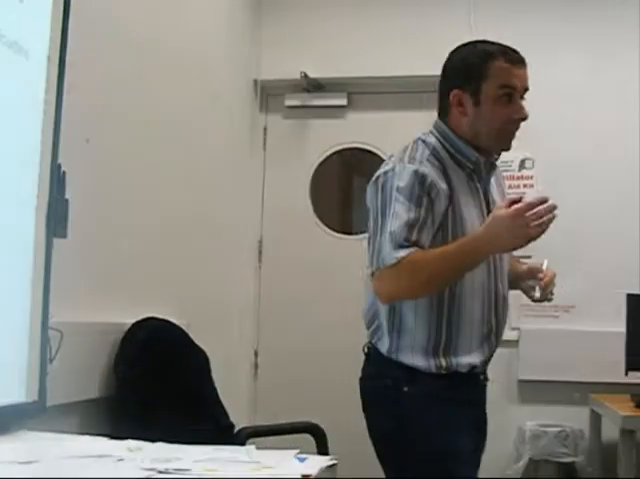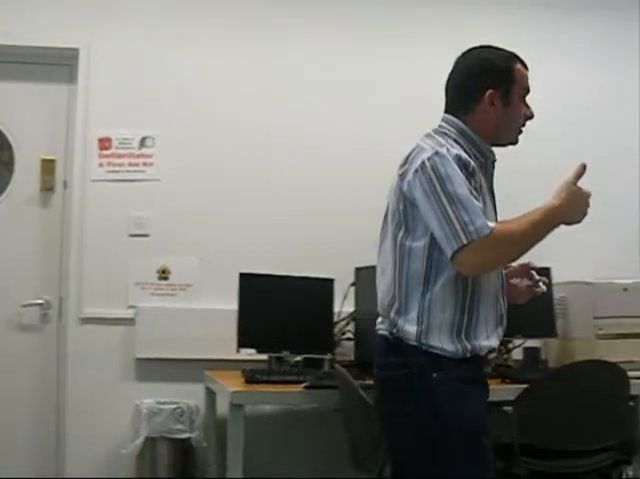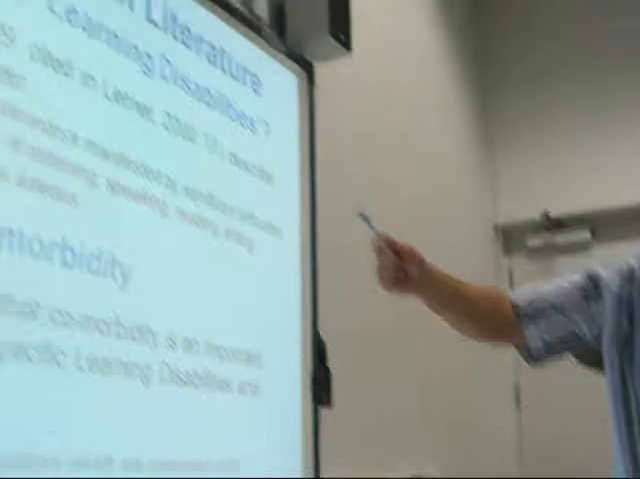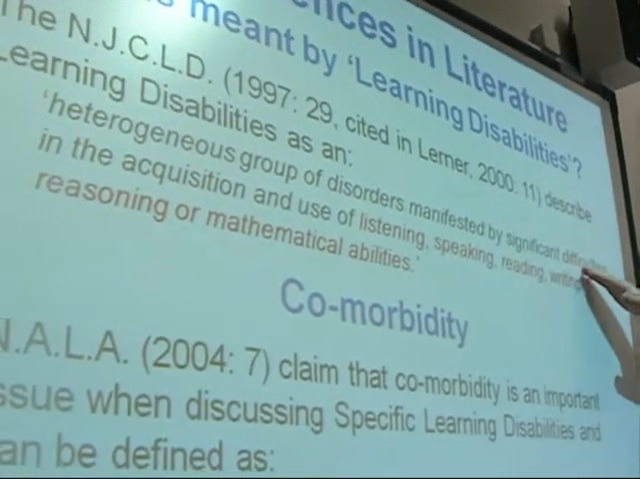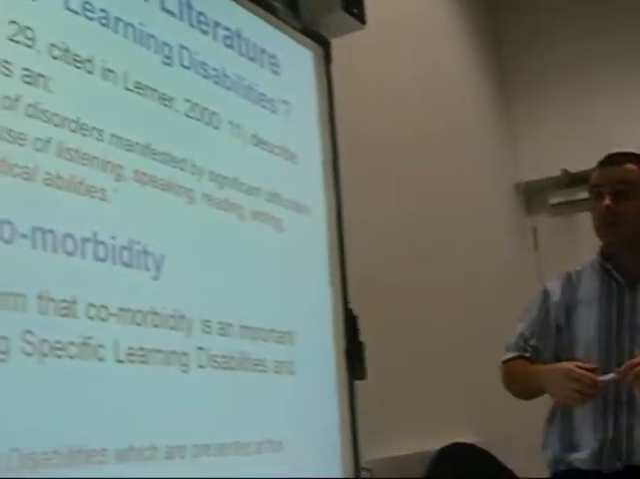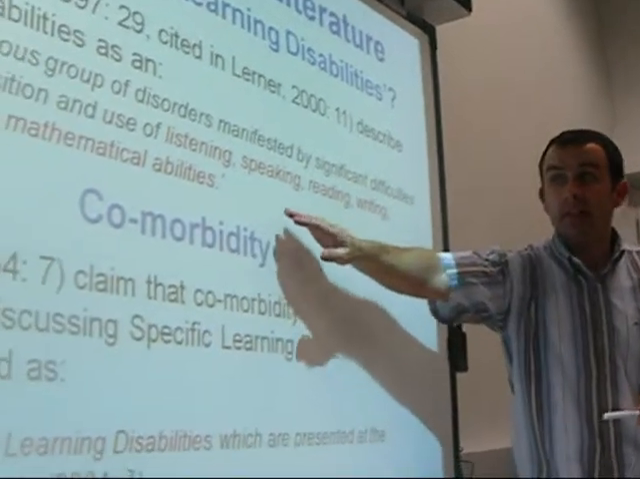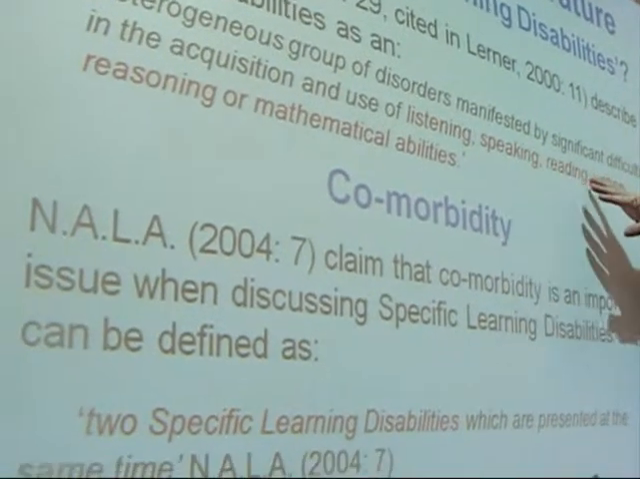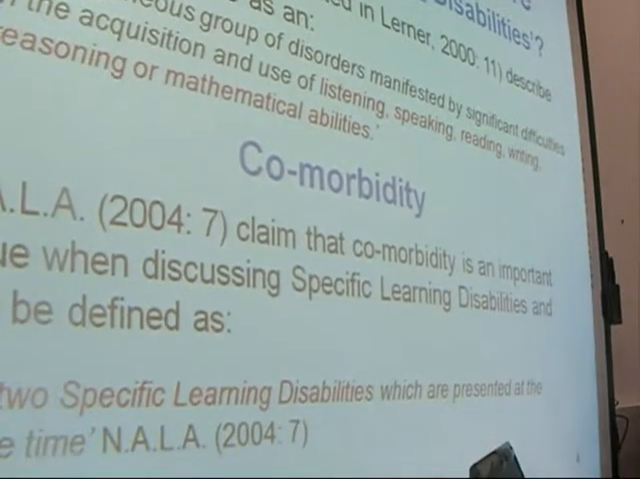Okay, so looking then at the whole concept of learning disabilities, for the next couple of slides what I'm going to do is provide you with a number of definitions pertaining to the whole concept behind learning disabilities. And basically, one definition outlined states that learning disabilities are a heterogeneous group of disorders manifested by significant difficulties in the acquisition and use of listening, speaking, reading, writing, reasoning or mathematical abilities. Basically, it's problems to do with listening, speaking, reading, writing, reasoning or mathematical abilities.